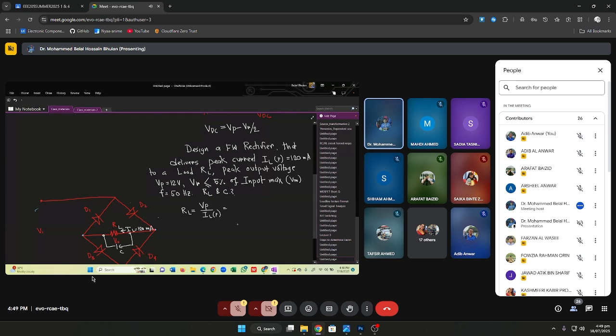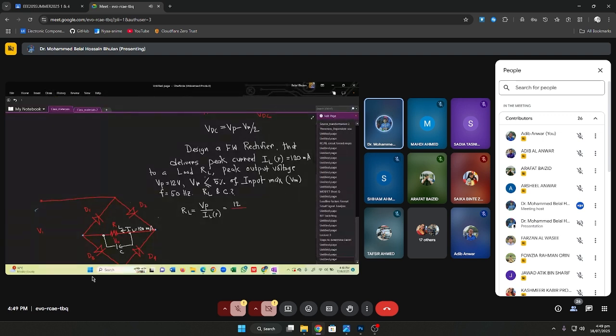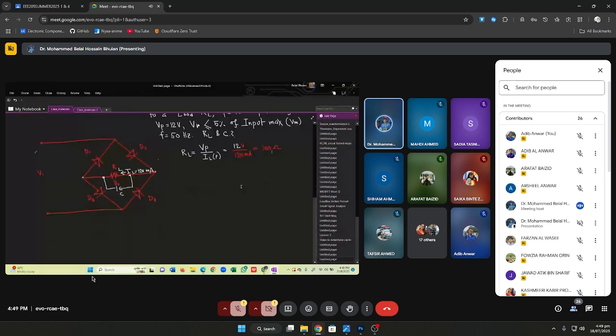So which is 12 volt divided by 120 milliampere, volt over milliampere. That gives us in fact 100 ohm. So we have found RL. Then, what do I have to find? I have to determine the capacitor C. So what information do we have so that we can determine C?